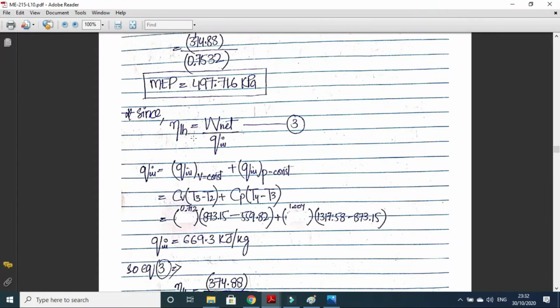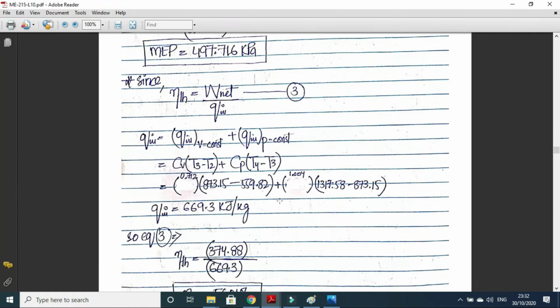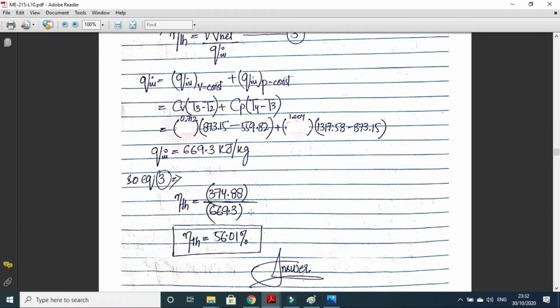Similarly, we can calculate the efficiency, which is net work output divided by Q in. Q in is Cv (T3 minus T2) plus Cp (T4 minus T3). T3, T4, T2, all are known, so we can know the Q in. So we can divide the expression, and the mean effective pressure is 374.88 and the efficiency is coming out to be 56.01.